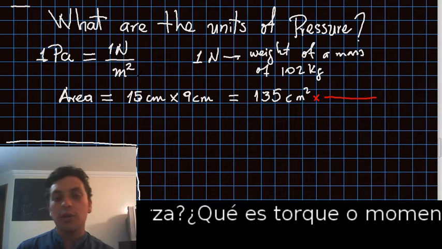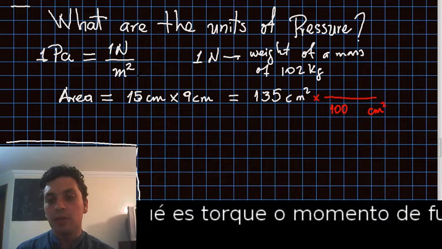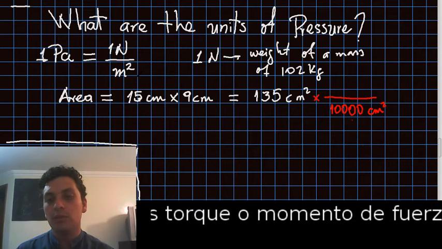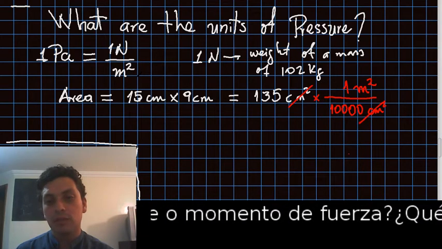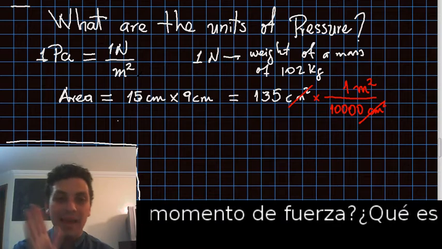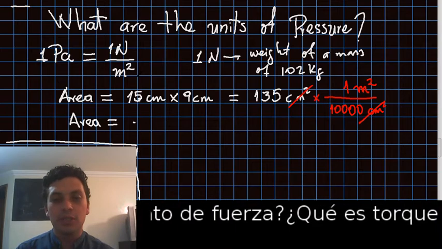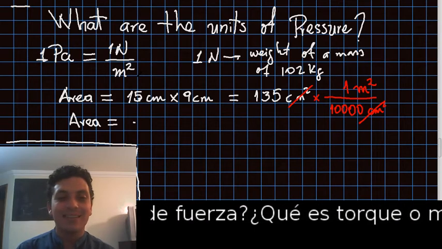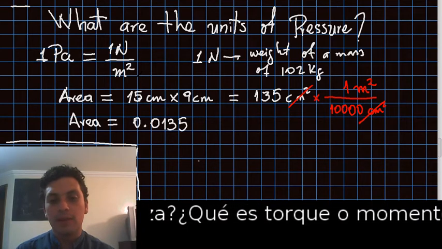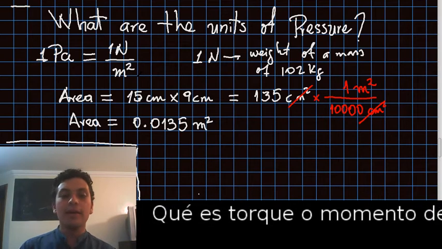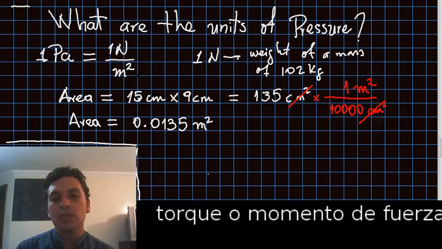Okay, so I need to transform the area into square meters. So remember, 100 centimeters is 1 meter, but as we have squares, we have to raise it to the second power. That would be 1 square meter. So I can simplify. The area of my hand is going to be just 135 divided by 10,000, so 0.0135 square meters.